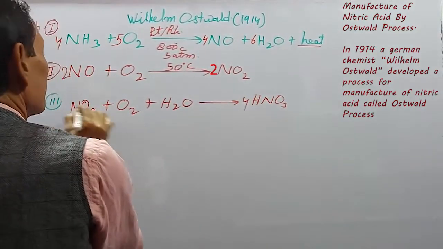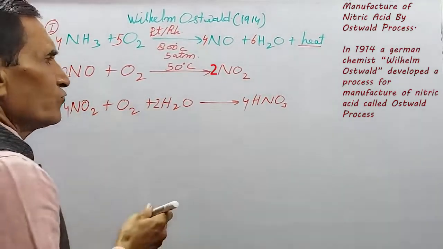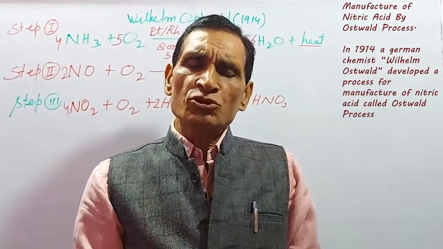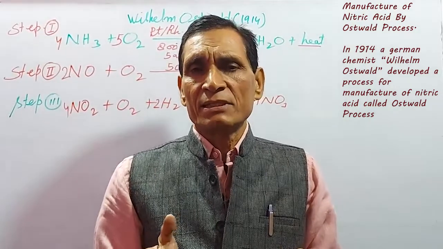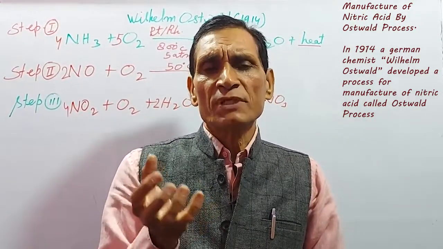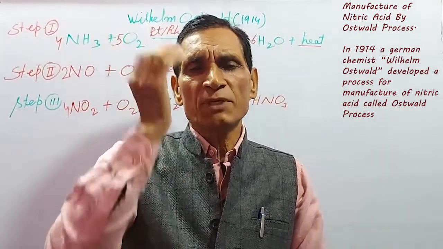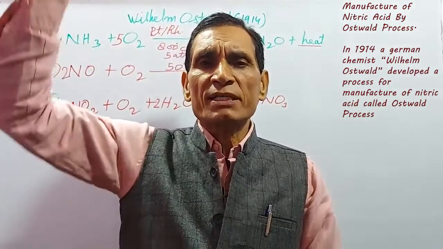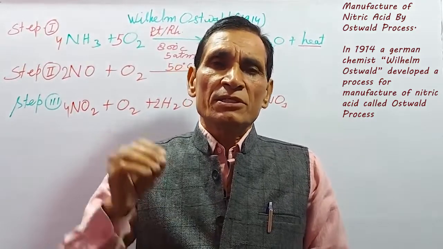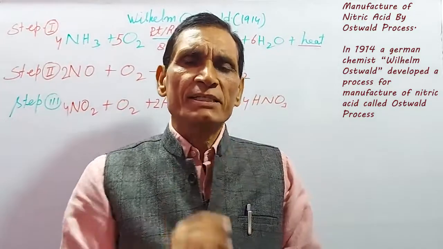Balance the equation to form nitric acid. When nitrogen dioxide and air are passed from the bottom in the absorption tower, this mixture of air and nitrogen dioxide moves upward through the quartz plates in which water is trickling down from the top of the tower. This nitrogen dioxide dissolves in water to form nitric acid.